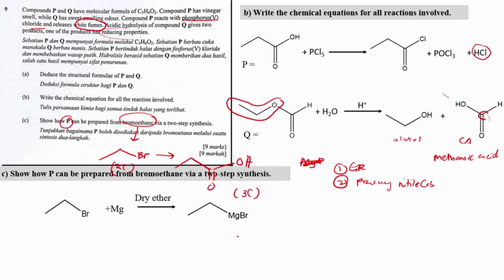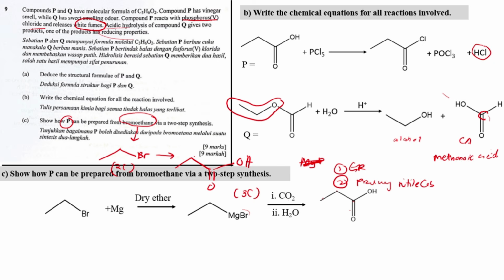And from here, the Grignard reagent can be converted into carboxylic acid by reacting it with carbon dioxide as well as water. So what you're going to do is this part here is going to be replaced with C double bond O OH, and therefore you're going to get 1, 2, 3 carbon. So from 2 carbon you become 3 carbon at the end. Okay, so this is one of the ways.